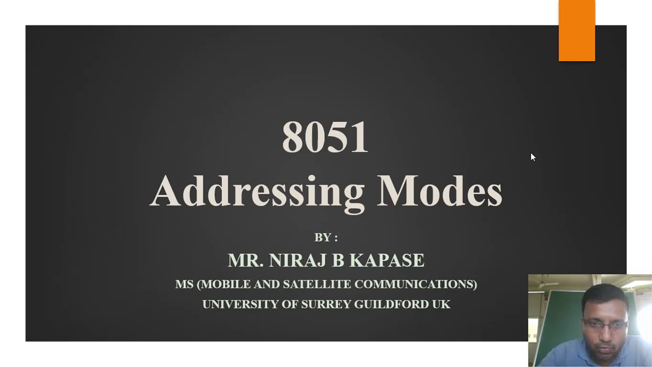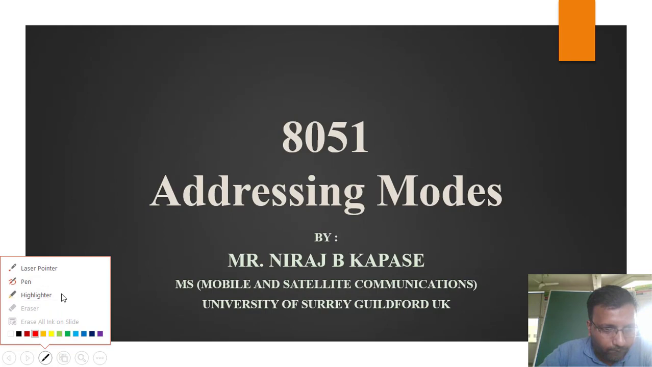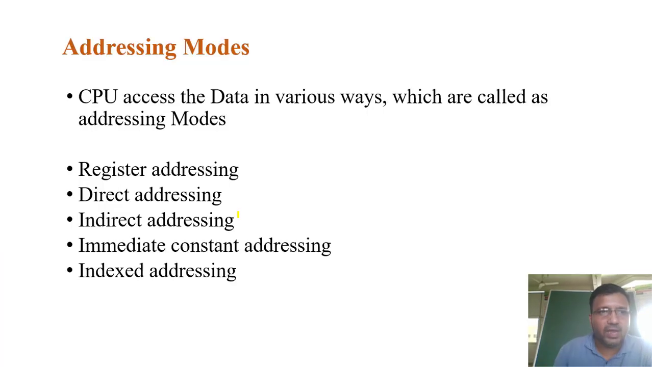What are the addressing modes? We have a total of 5 addressing modes. The CPU accesses the data in various ways, which are called addressing modes. In what way the CPU accesses the data, based on that the addressing modes are defined. The first addressing mode is register addressing mode, which is specifically for accessing the registers.